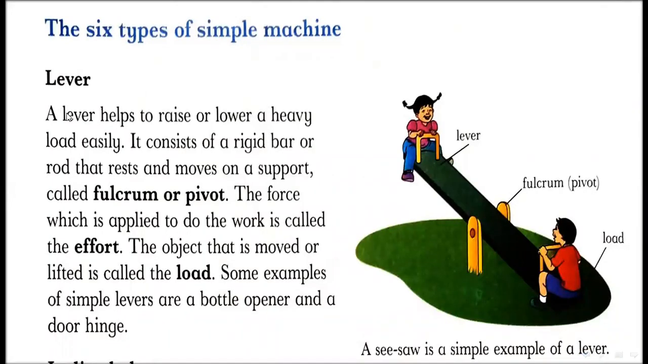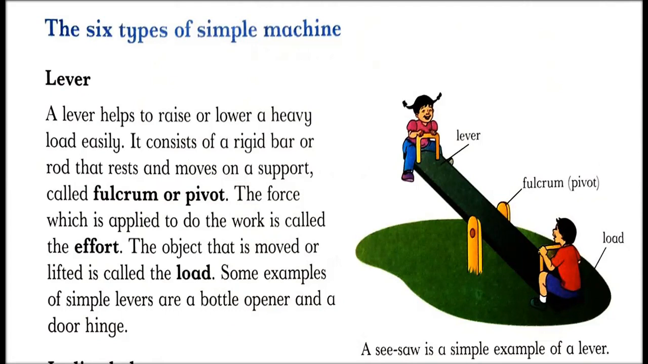First is lever. A lever helps to raise or lower a heavy load easily. It consists of a rigid bar or rod that rests and moves on a support called fulcrum or pivot. The force which is applied to do the work is called effort, and the object that is moved or lifted is called load. Some examples of simple lever are bottle opener and a doorknob.